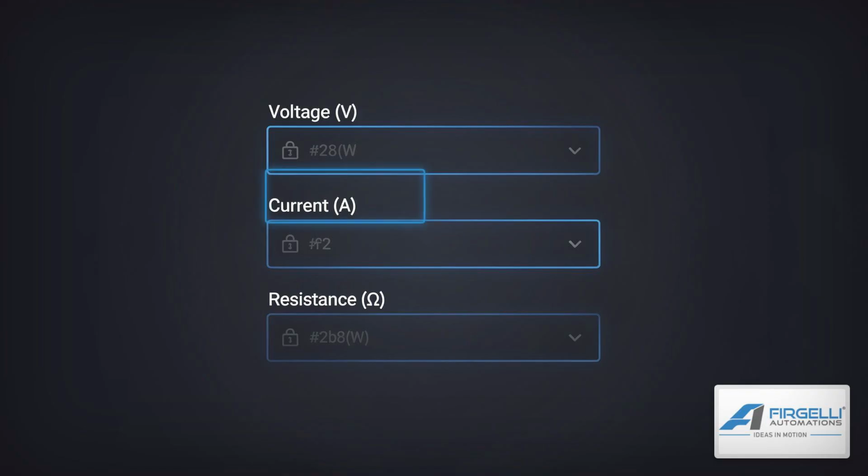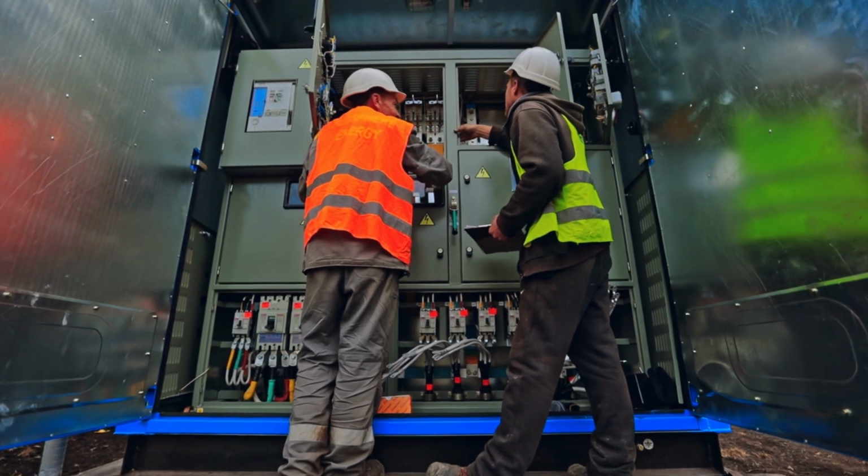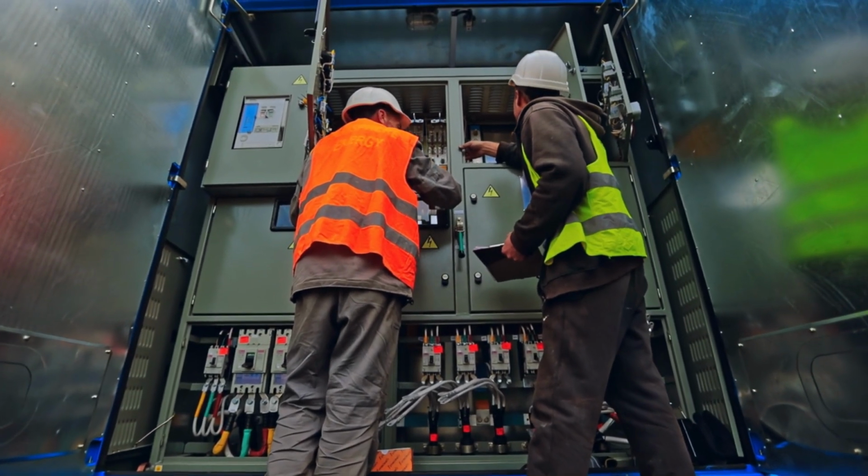Below this, you'll find 4 input fields: voltage in volts, current in amperes, power in watts, and resistance in ohms. The calculator automatically enables only the relevant fields based on your selected conversion mode. For our demonstration, let's select Calculate Power from Voltage and Current.